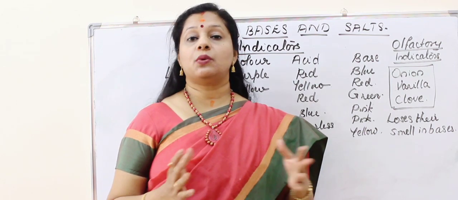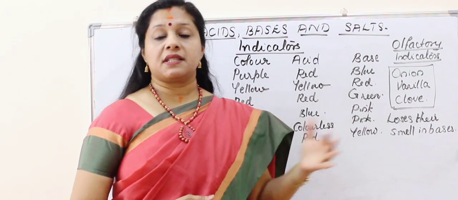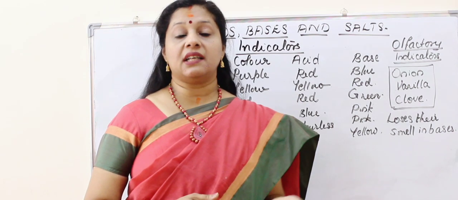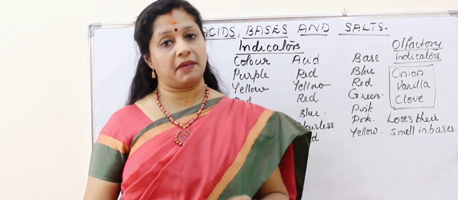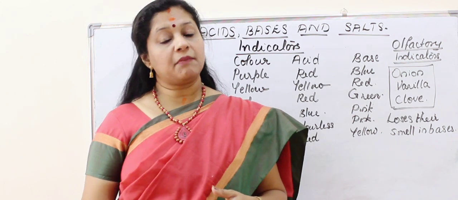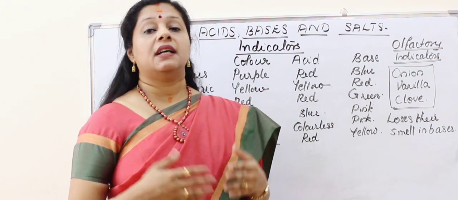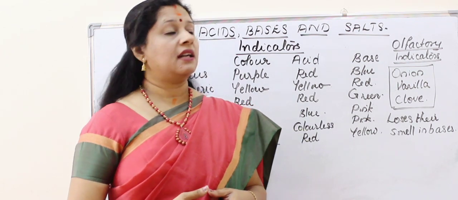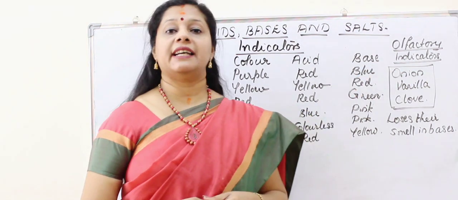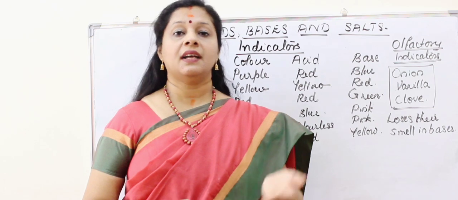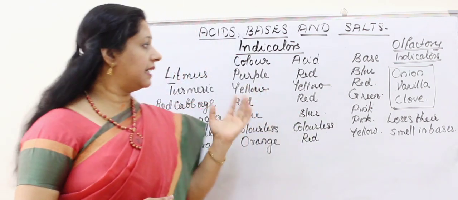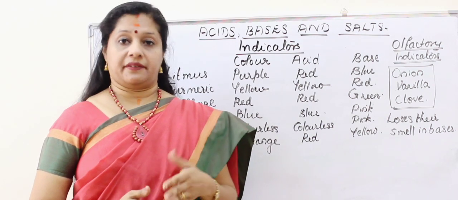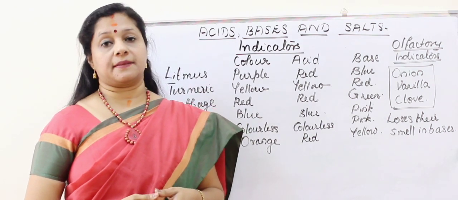Here we are dealing with two types of indicators. The first type of indicators are the dyes, which can change their color in the presence of acid or base. The second type of indicators change their characteristic smell in the presence of acid or base. They are called olfactory indicators. Coming back to the first type, the dyes: the dye again can be natural or artificial, that is, synthetic indicators.